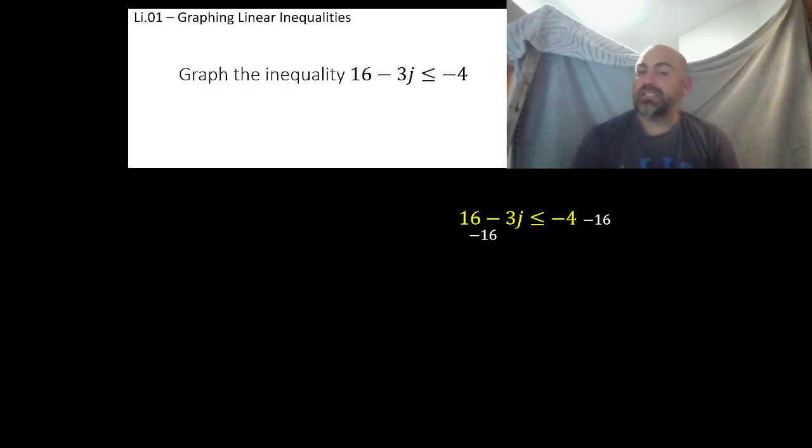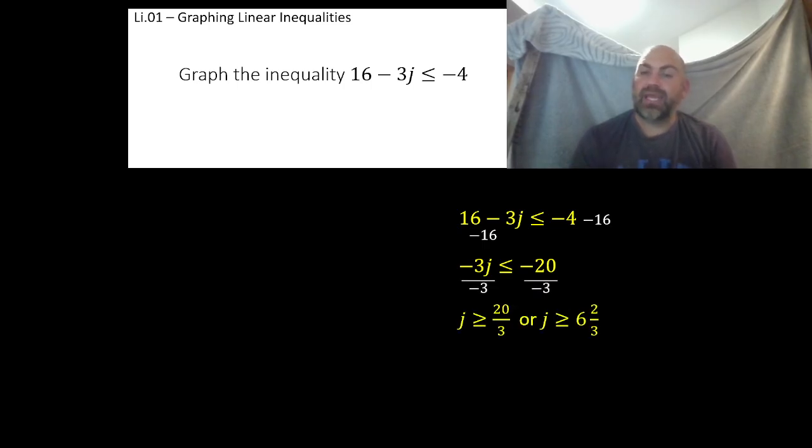Okay, I have some of the steps on here again. So we're going to subtract 16 from both sides. Now, when we're done doing that, remember that the negative is still in front of the 3, and negative 4 and negative 16 gives us negative 20. Second step, divide by negative 3. When we divide by negative, what are we going to do? Yeah, we're going to swap that sign around. So we divide both sides by negative 3, and we're going to get that j is greater than or equal to 20 over 3, or 6 2/3.